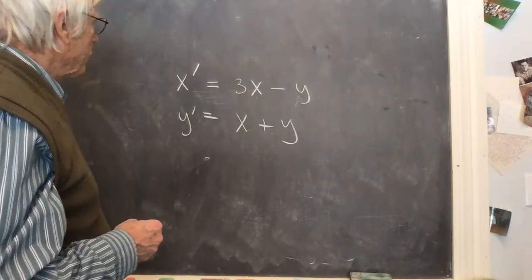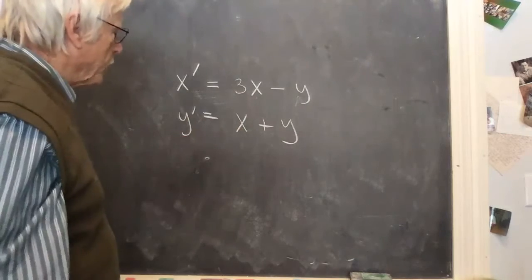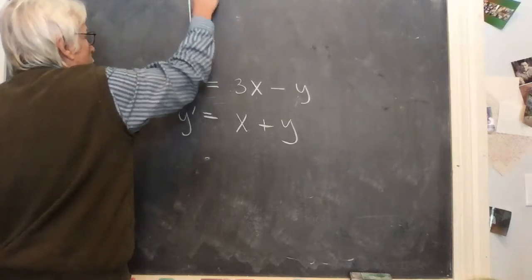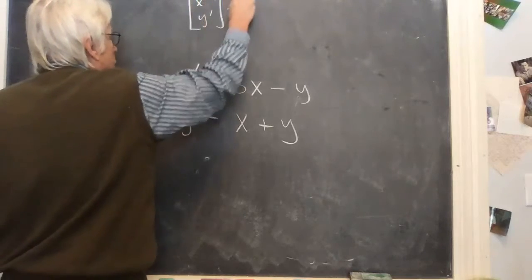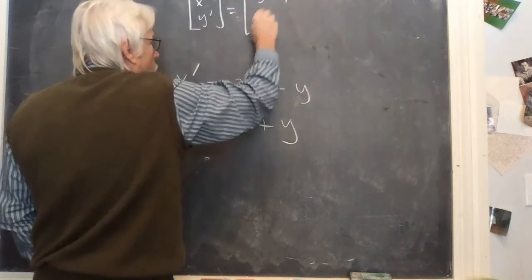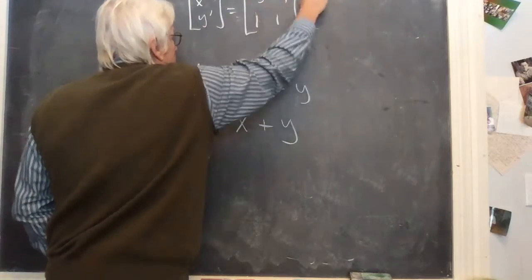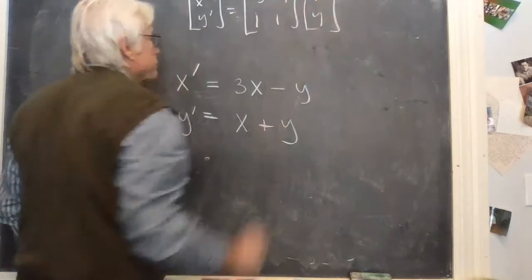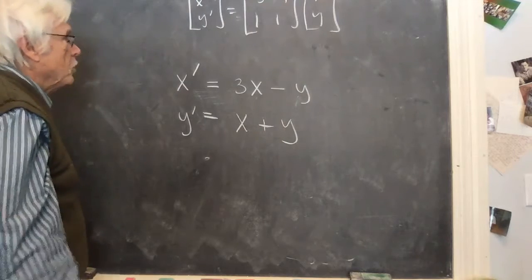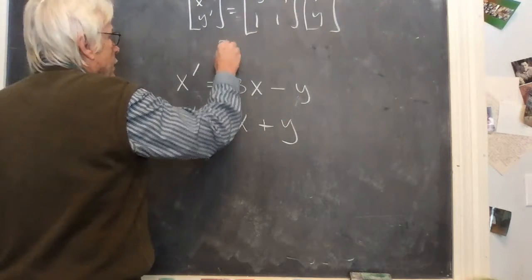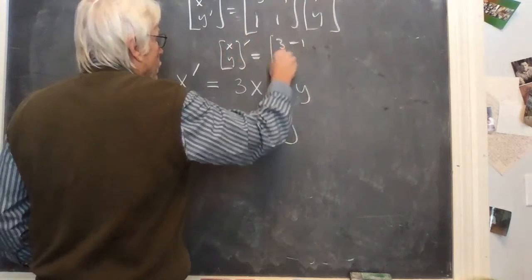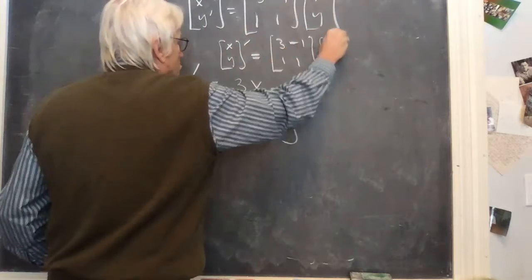So this is the system that we're going to have, and we'll write this system as a matrix. So x prime, y prime will be equal to the matrix 3, minus 1, 1, 1, times x, y. So this is how we'll write it. Or x, y, the quantity prime, is equal to this matrix 3, minus 1, 1, 1 times x, y.